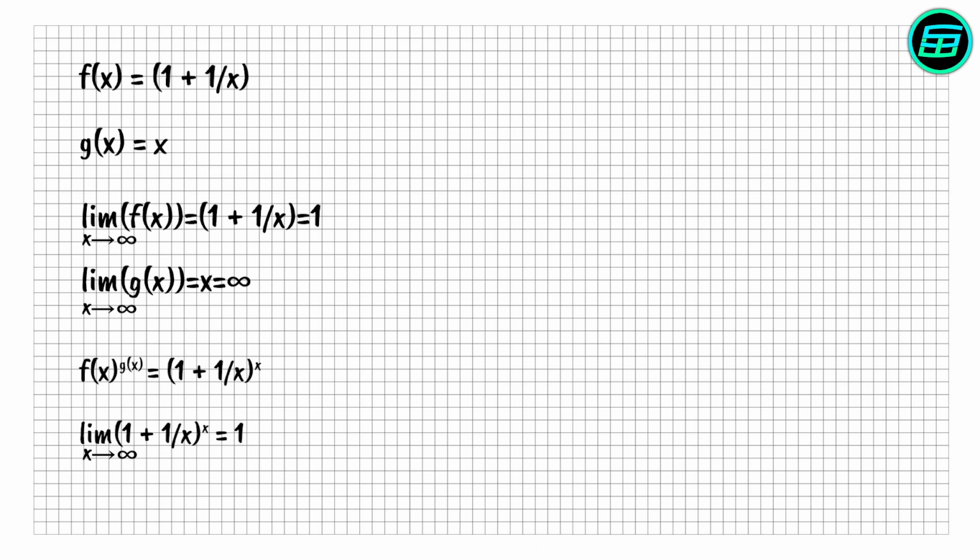But in mathematics, the limit of 1 plus 1 over x to the x refers to a special number called Euler's number, the value of which is 2.718281, etc. So for 1 to the infinity, we've ended up with two different results, which can't be right. Therefore, 1 to the infinity is undefined.